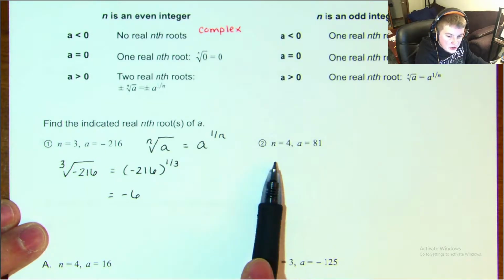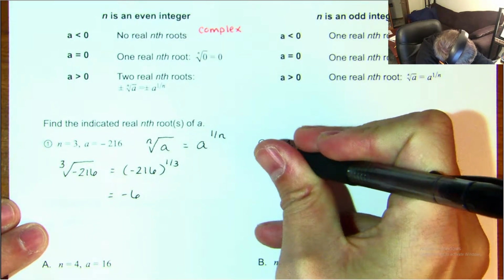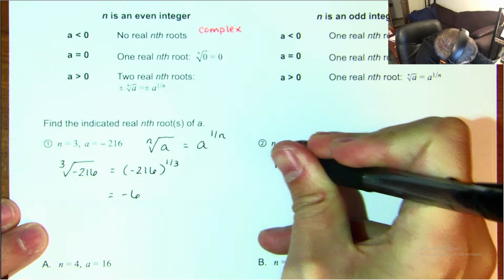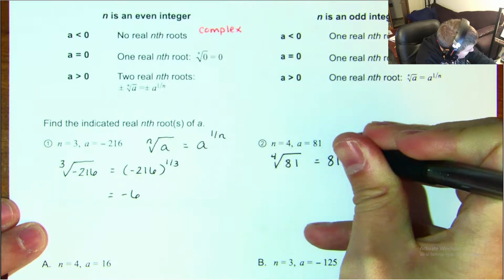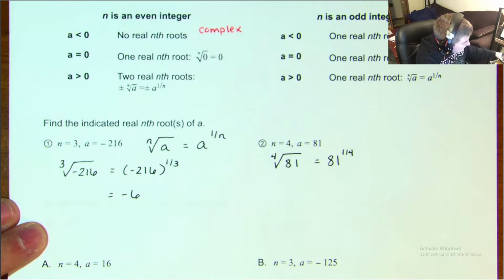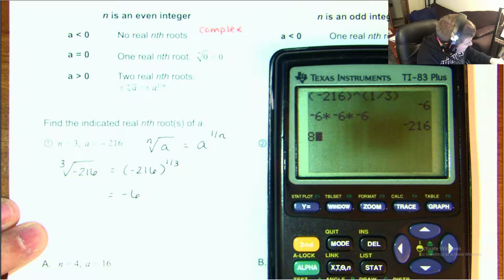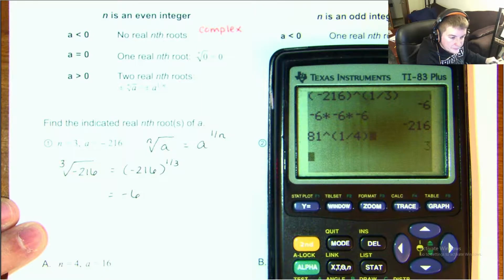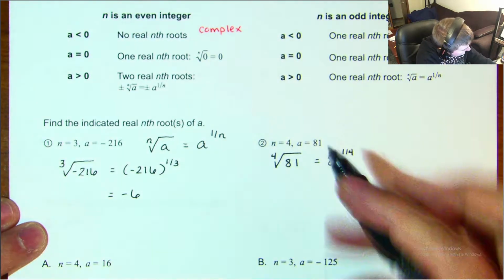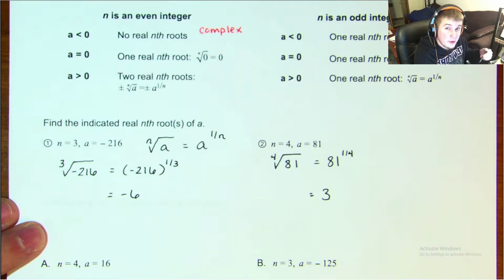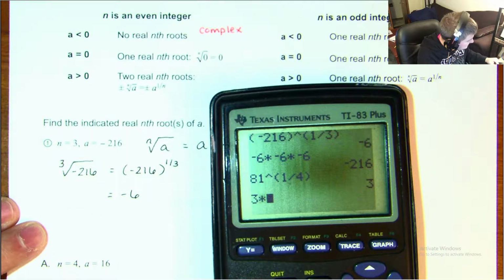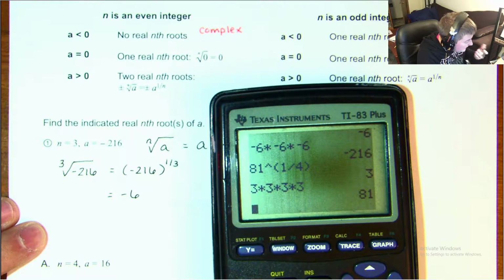Okay, let's look at 2. Here, I'm taking the 4th root of 81, which is equivalent to 81 to the 1/4 power. If I want to figure out what this is, I can take 81 to the 1/4 power, which is just 3. Now, we need to think about this, because if my answer is 3, that means if I take 3 multiplied by itself 4 times, I should get 81. So let's check that: 3 times 3 times 3 times 3, 4 times, it's 81. That's great.